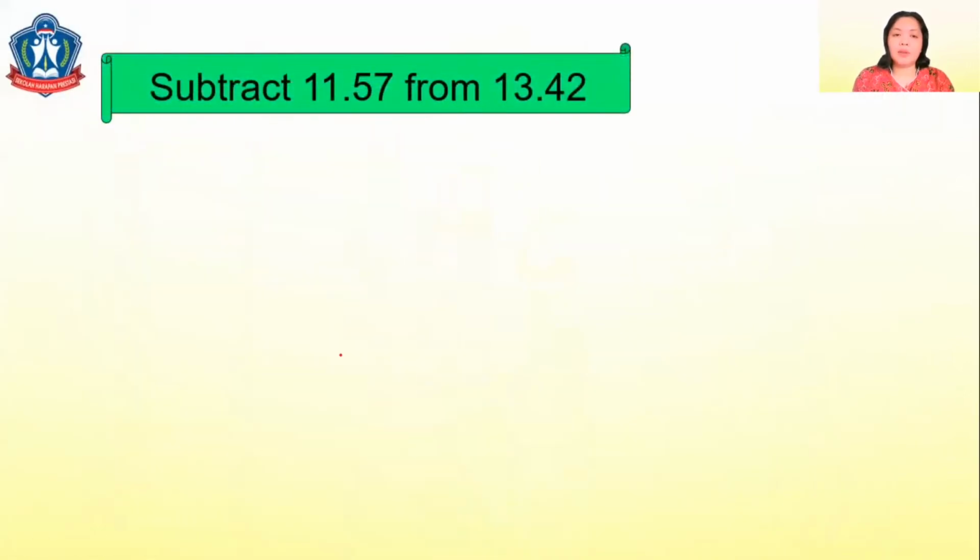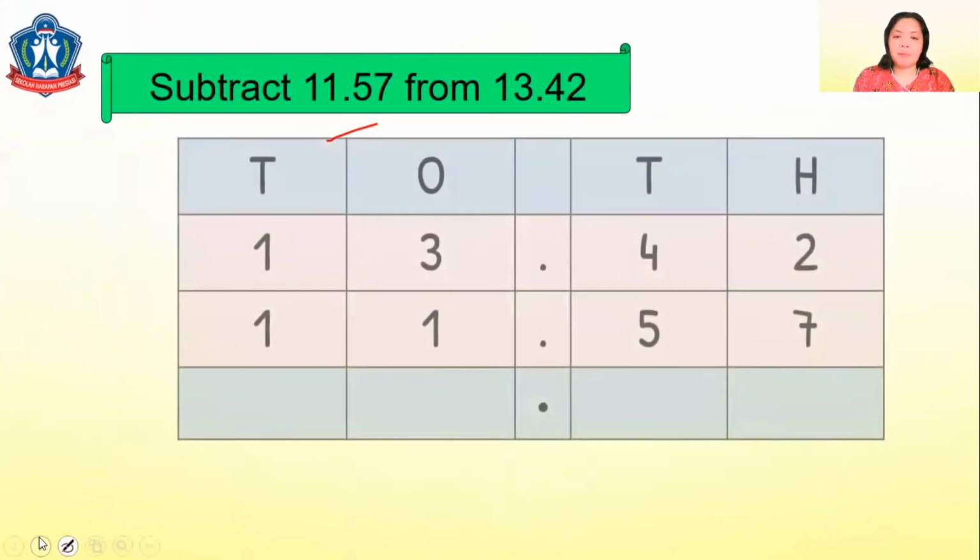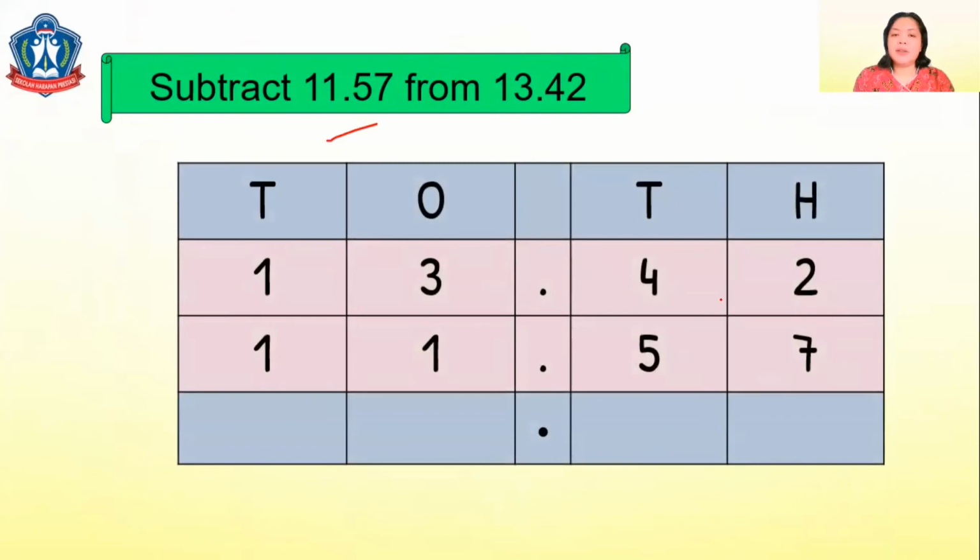Another example, let's find the difference or subtract 11.57 from 13.42. Take a look. So these two numbers have two decimal places. So let's subtract first, just like a whole number, we will start from the right, from the hundredths here. So let's subtract 7 from 2. It cannot be, so we need to regroup or take 1 tenth from the tenths.